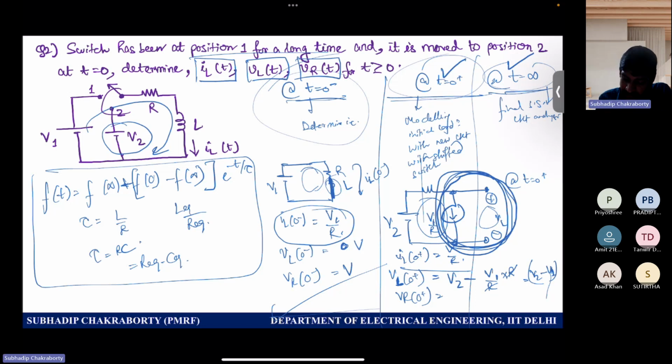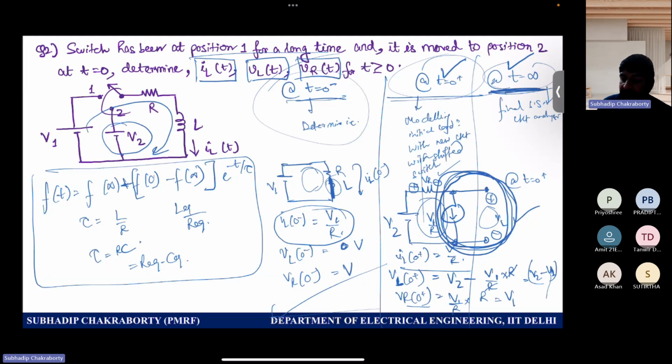So tell me, one of you, what is VR 0 plus? I want to hear answers. What is VR 0 plus? That is this one. Tell me. Current into resistance, voltage across resistance. What is the current? V1 by R. Resistance is R. So V1. Is everyone getting it or not? Yes or no? VL I wrote, VR I wrote, at 0 plus. Then what is the last step?